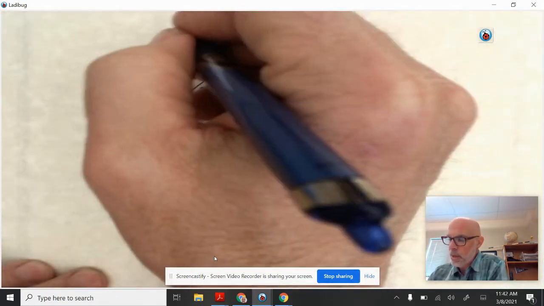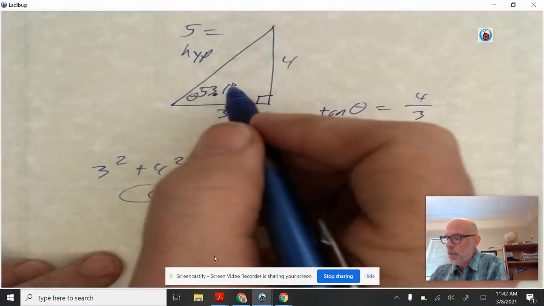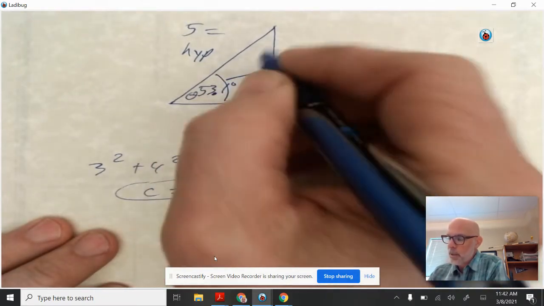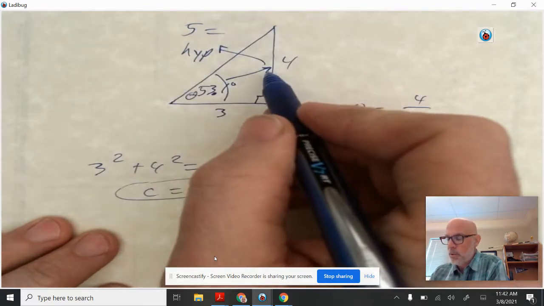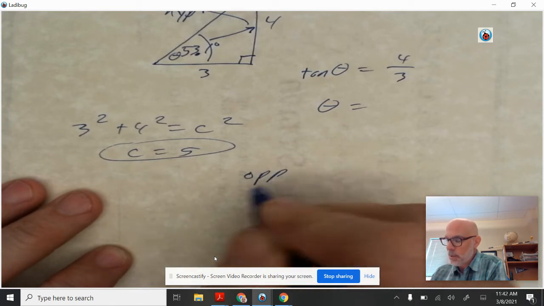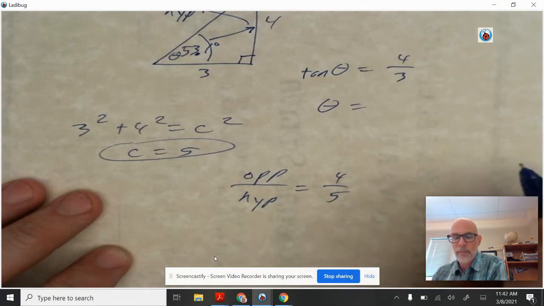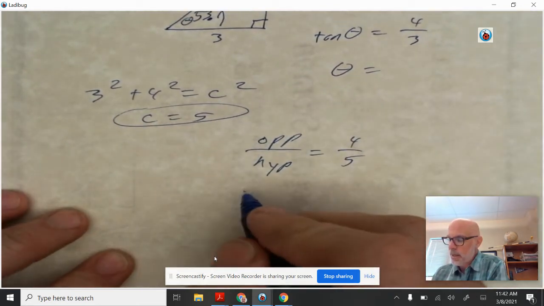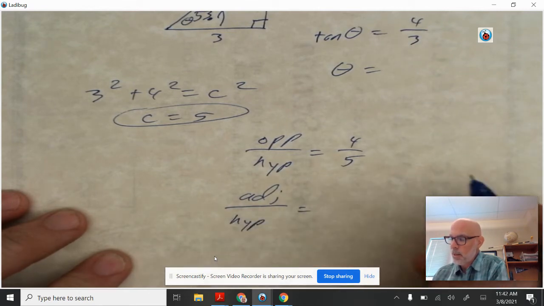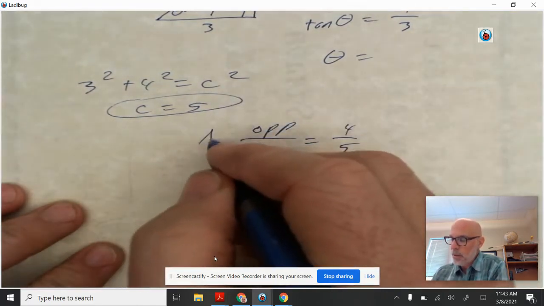So I could argue right here, for 53.1 degrees, if I wanted to set a ratio of the opposite compared to the hypotenuse, because we've always been doing the opposite to the adjacent, I also could say with certainty the opposite compared to the hypotenuse would be 4 over 5. And I could say the adjacent compared to the hypotenuse would be 3 over 5. These are legitimate arguments right here.